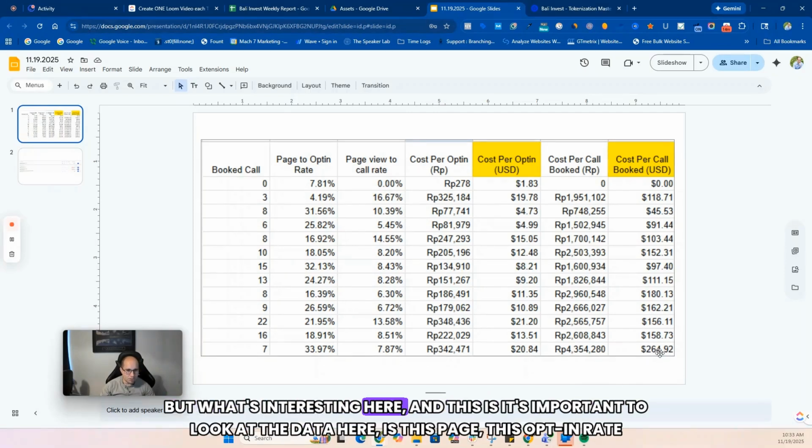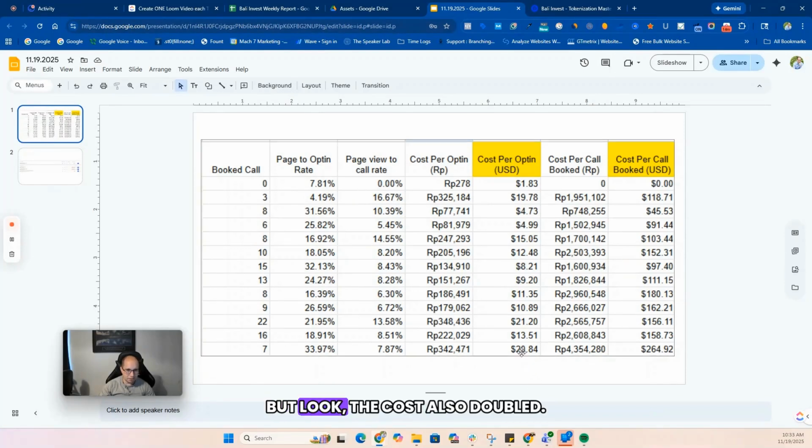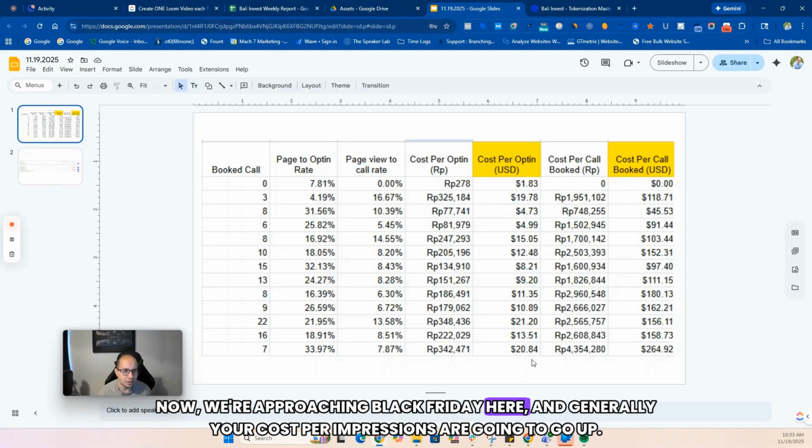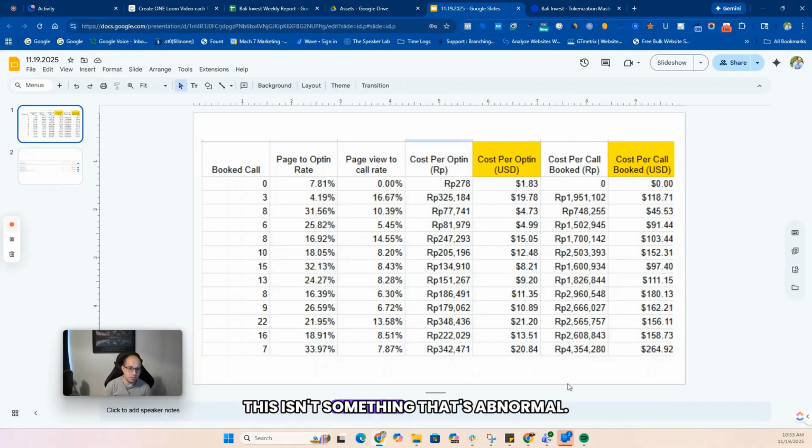But what's interesting here, and this is why it's important to look at the data, is this opt-in rate doubled. But look, the cost also doubled. Now we're approaching Black Friday here, and generally your cost per impressions are going to go up. This isn't something that's abnormal. Another thing we might be looking at is the click-through rate. The click-through rate is the ad performance. Is it going down, right?